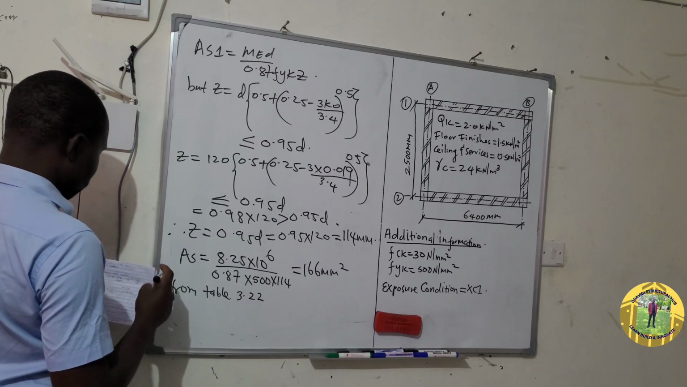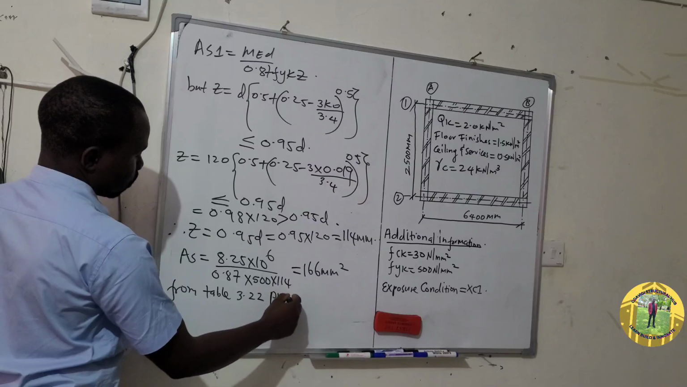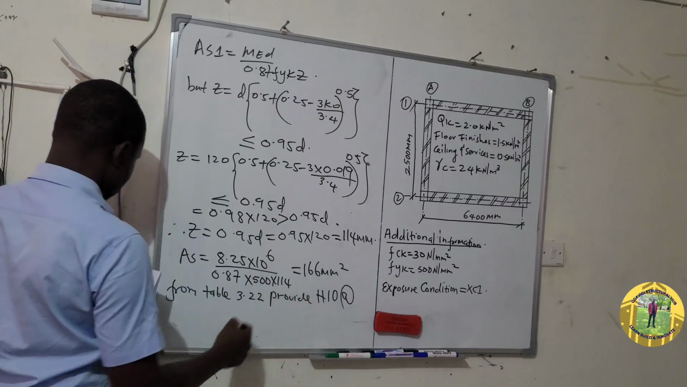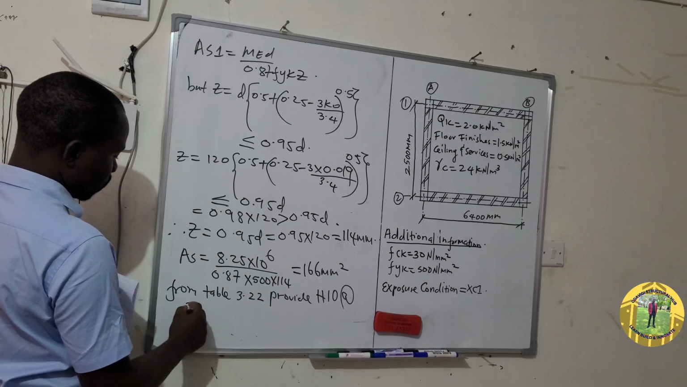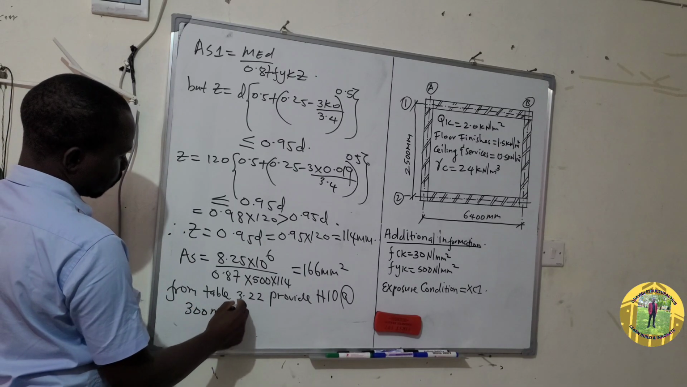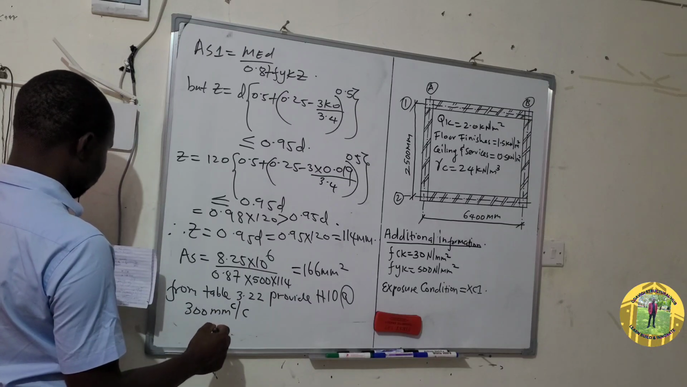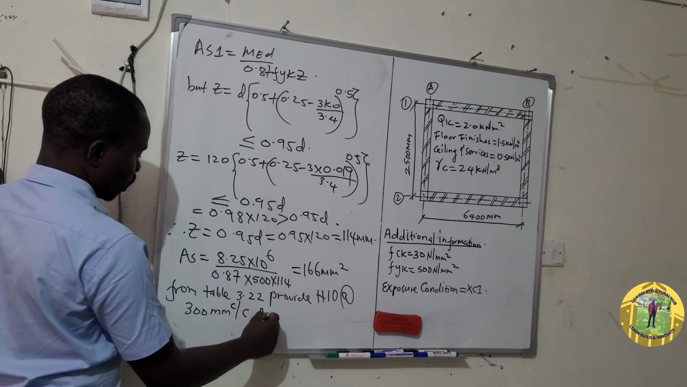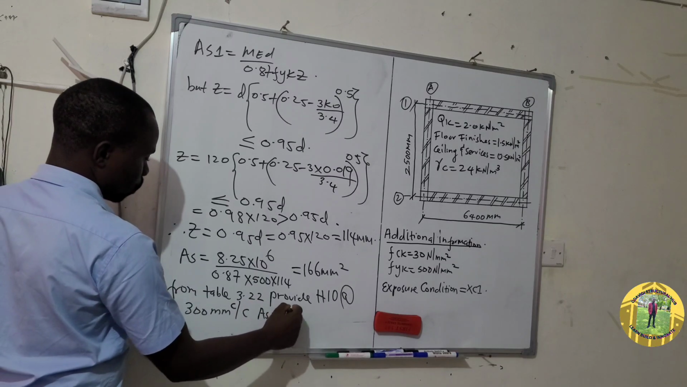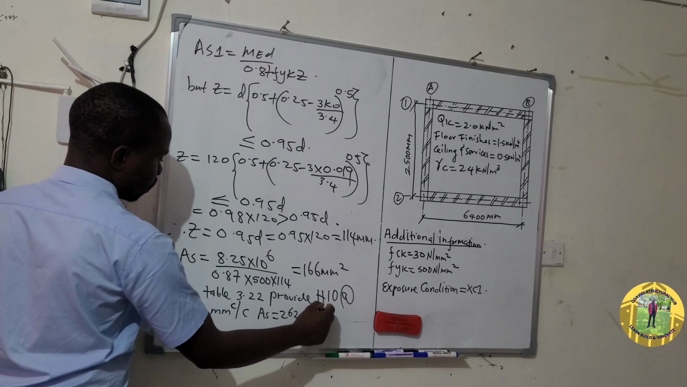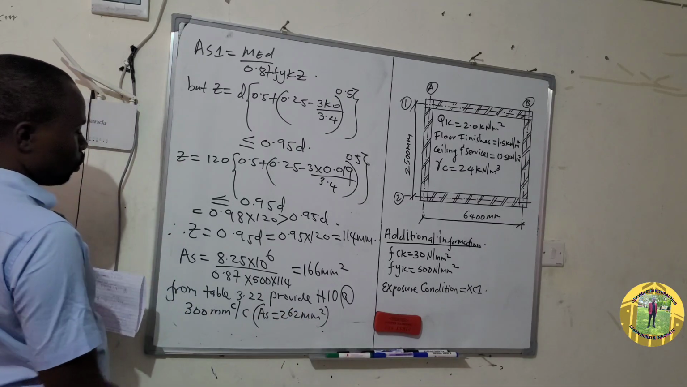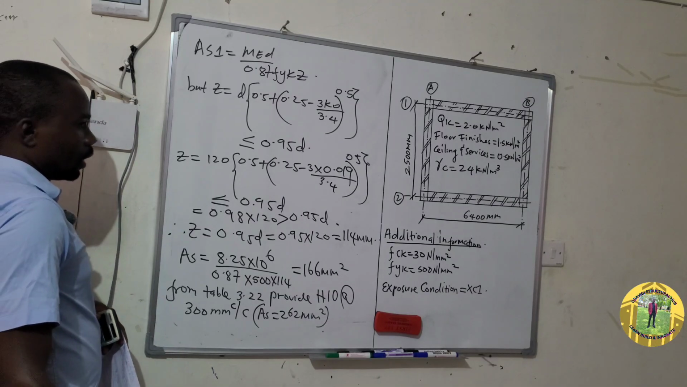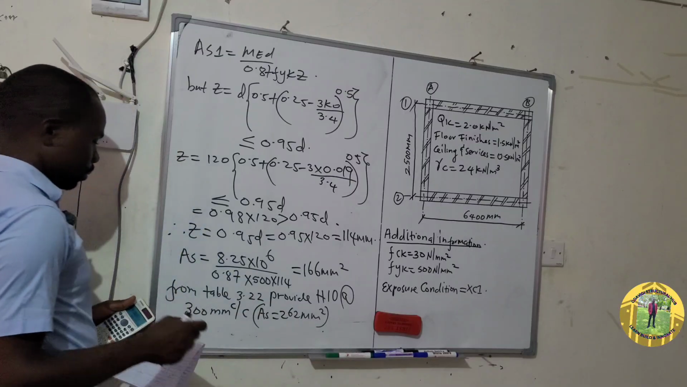And then you'll say from table 3.22 provide H10 at 300 millimeters center to center, and area of steel is equal to 262 millimeter square. I do hope you know how to read this table. If you don't know how to read it, let me know in the comment section.